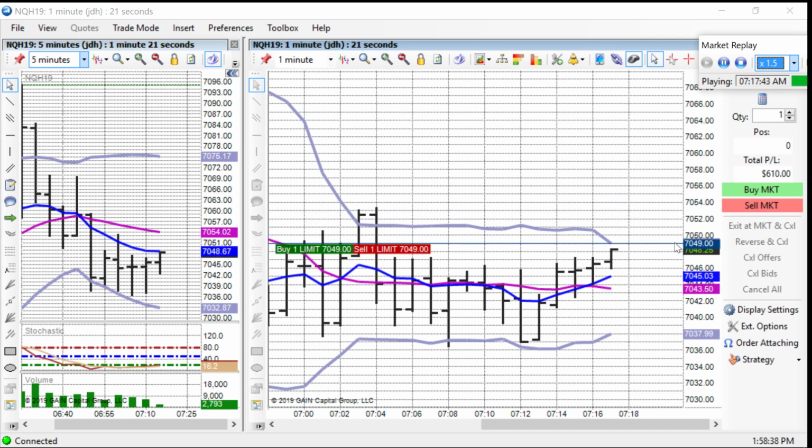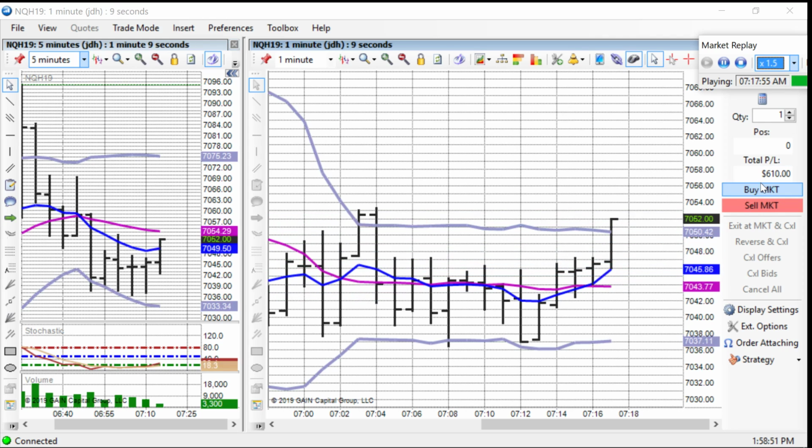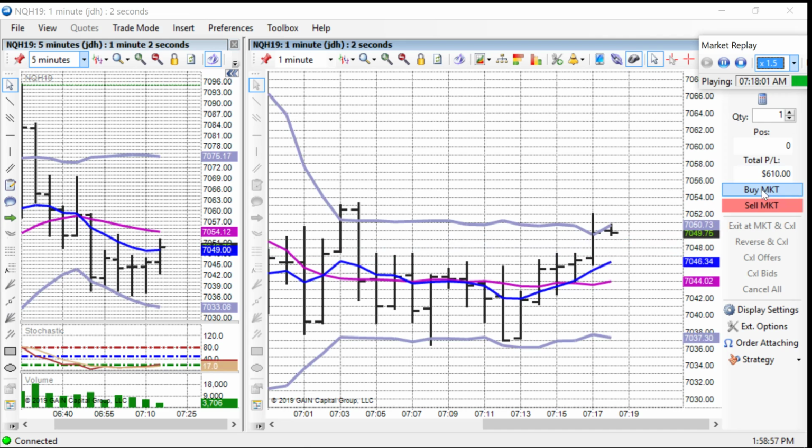This is why watching trading videos isn't that exciting, because in real time it's kind of boring. But look, yeah, we are getting a move up here, and we're already at $610 profit.